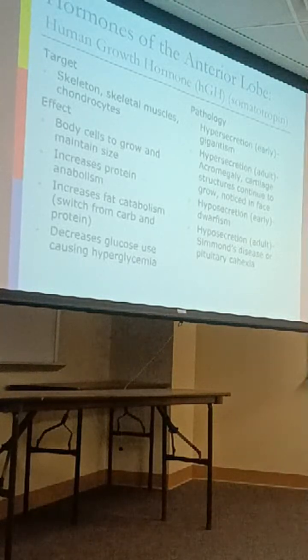This also decreases glucose use. So unfortunately, if you have too much floating around, it can cause hyperglycemia. Hyperglycemia is high blood sugar. So we're going to learn that most people, when they think of blood sugar, they always think diabetes, right? Or insulin. There's a lot of hormones that can cause high blood sugar. So even if you have normal insulin, you can end up in a diabetic coma if you have too much growth hormone. That's why you don't produce a whole lot at once, you do little at a time.